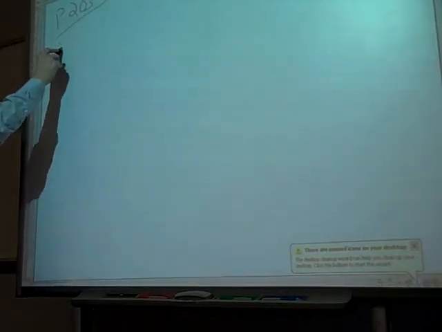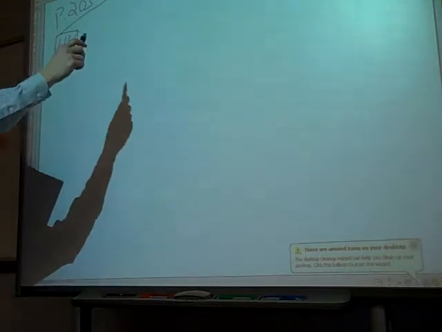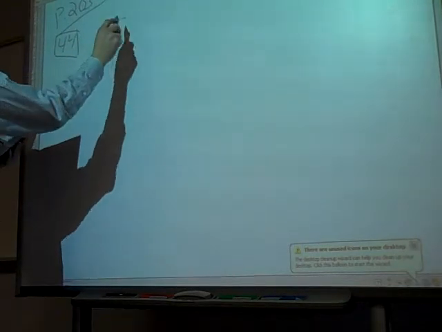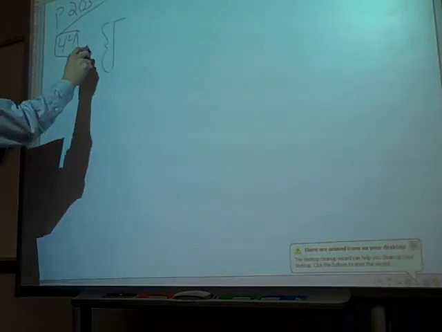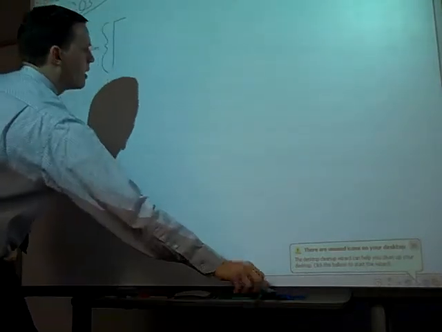Page 203, number 44. It's a diving problem. With what velocity will you hit the water if you step off from a 10-meter diving platform? Okay, so sometimes we draw a picture. This is 10 meters. And then we've got water.